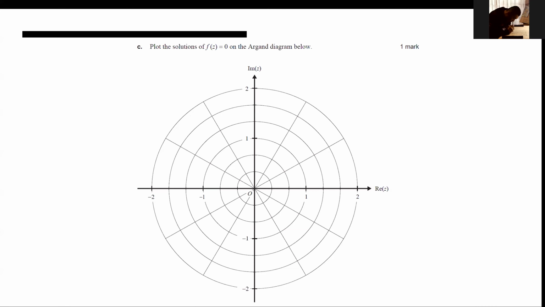Part C. We would like to plot the solutions of f(z) equals 0 on the Argand diagram below. So you will need to mark the 3 points accurately. Make sure they're really hitting the intersection between the circle and the axis. For example, it will be 0, 1, 0 minus 1, and 0 minus 2/3 i. It is also common for the examiners to see students label some solutions along the real axis, which is problematic because the 3 solutions are all purely imaginary.